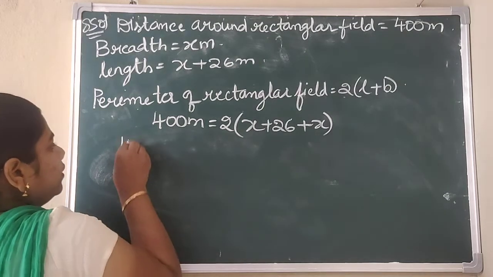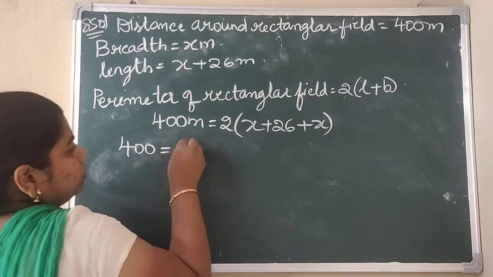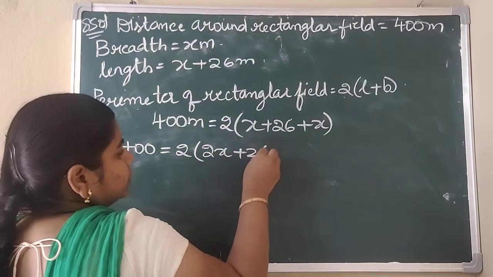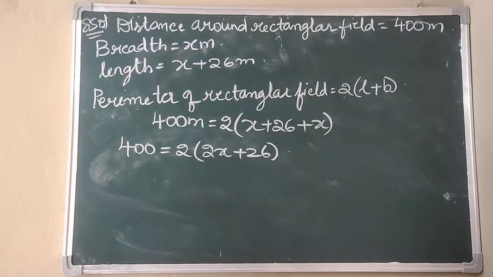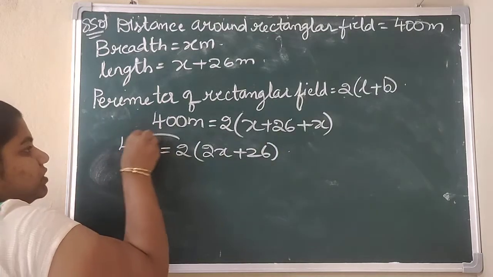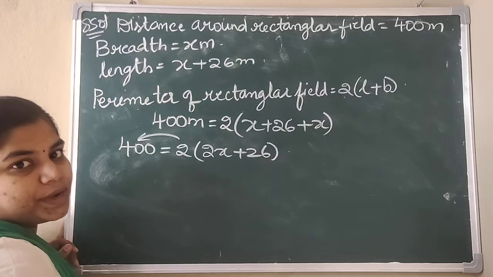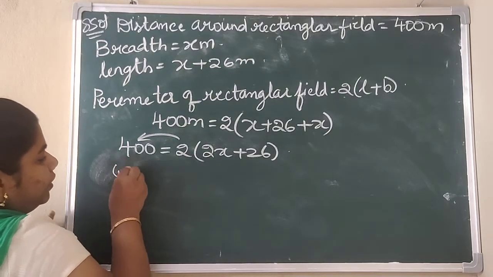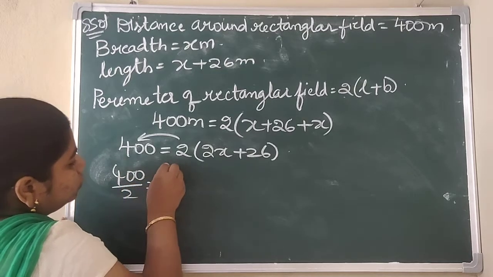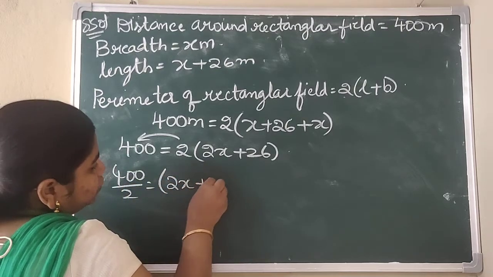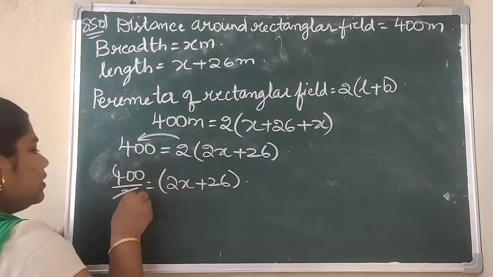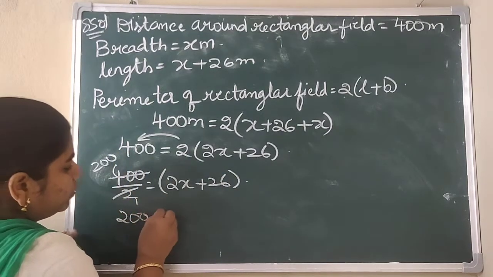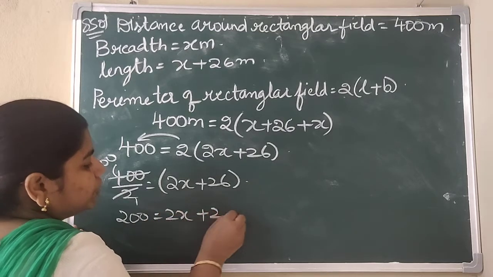So 400 equals to 2 into x plus x is 2x, 2x plus 26. Okay, now I am transposing this 2 to other side, that is in the form of multiplication. So it will be converted to division. So 400 by 2 equals to 2x plus 26. 2 ones are 2, 2 zeros are 200. So 200 is equals to 2x plus 26 we got.